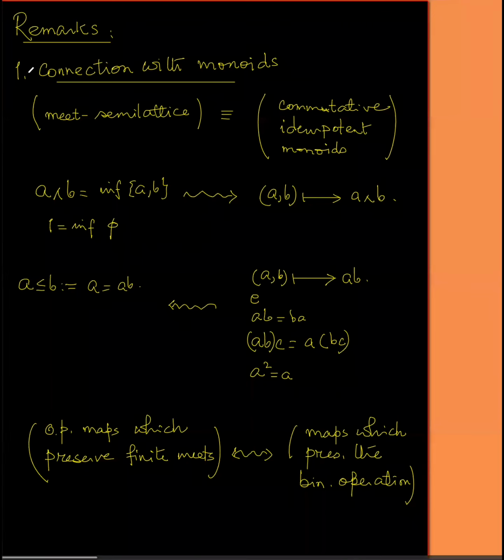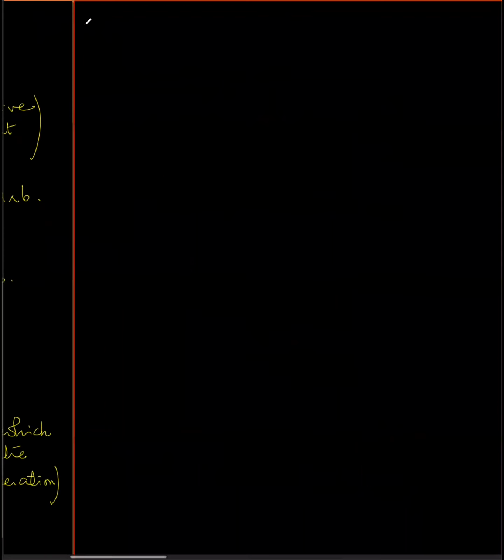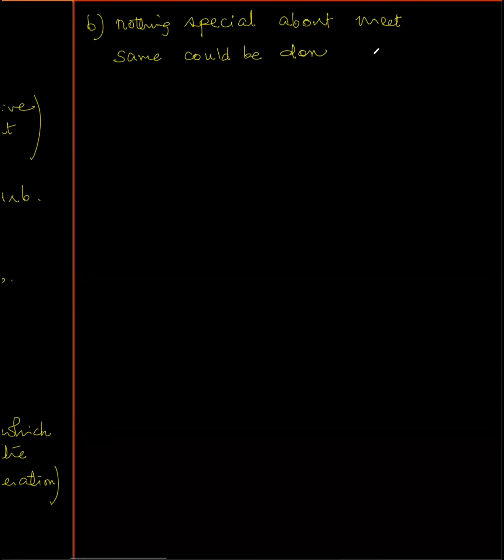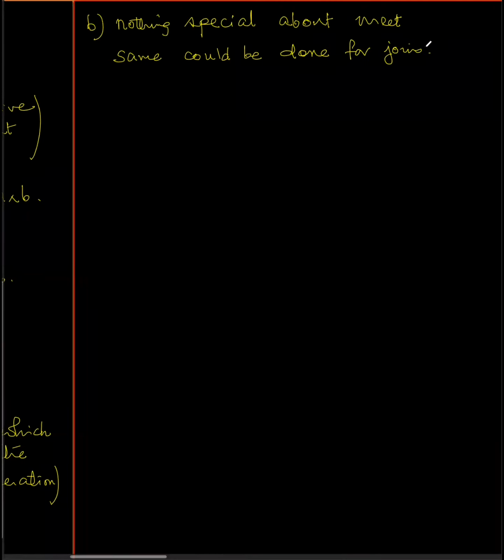Now, obviously, there is nothing special about meet. The same could be done for joins. So either meet semilattices or join semilattices, they are nothing else but commutative idempotent monoids. Good.